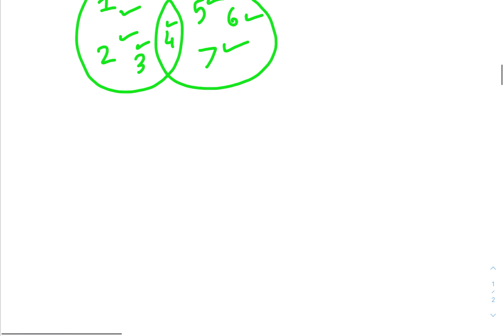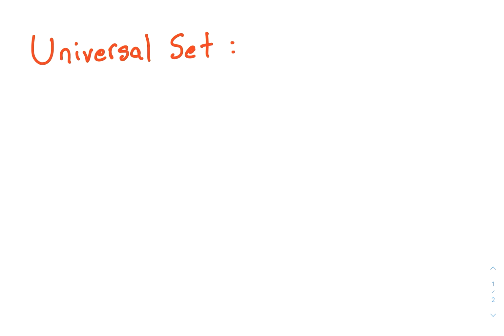Now, all of this is great, but what if you're in a problem where the numbers you're evaluating are not in set A or in set B? However, you still need to keep track of it. So what would you do with it in a diagram? Well, that's where the universal set comes in, which is written as just U.